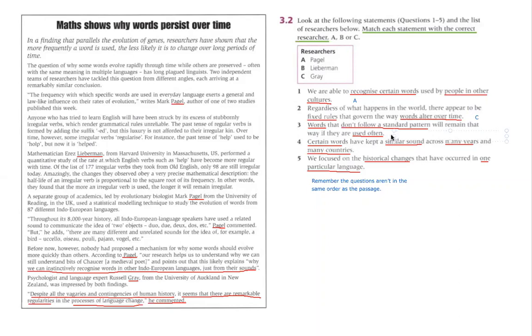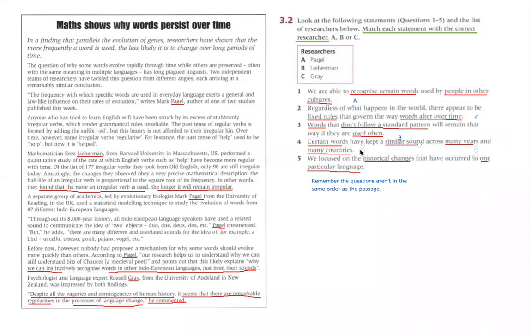Number 3. So we're looking for something about words not following, words that don't follow a pattern, and what happens if they're used often. Right, so B is correct. Lieberman, let's quickly have a look for those who didn't get the answer. So he says, in other words, they found that the more an irregular verb is used, the longer it will remain irregular. So irregular, meaning words that don't follow a pattern.